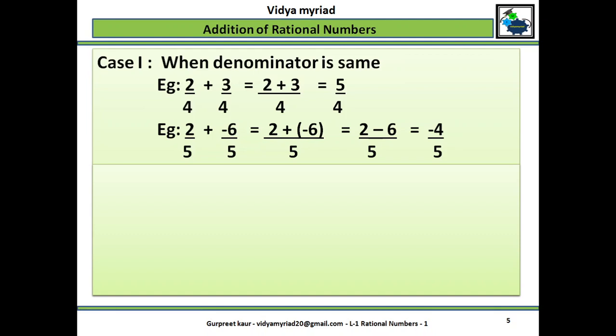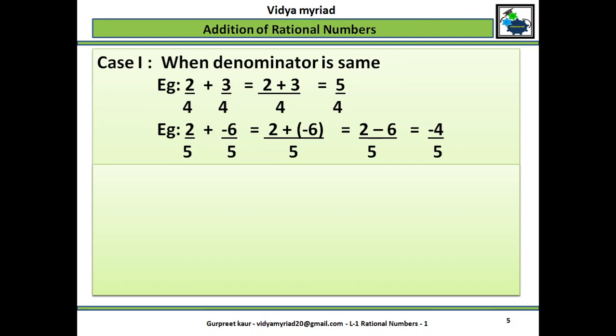Next example, if you see here, 2 upon 5 plus minus 6 upon 5. Now here 5 is the same, so I can write 5 in the denominator and 2 plus, in brackets, minus 6. Now here you need to be very careful. What is plus minus? Plus minus is minus. Here you need to be very careful about these signs. Those of you who want to see more on integers, you can click on the I button above. Please go through that video to make your concepts clear about these signs and what we have to do.